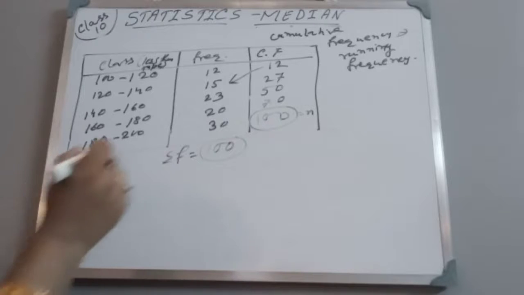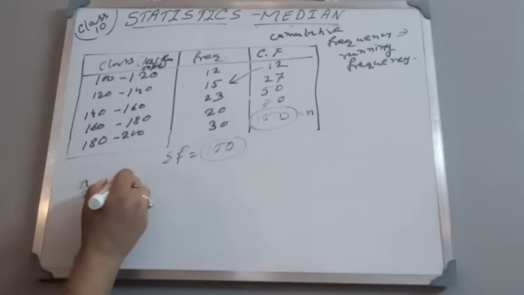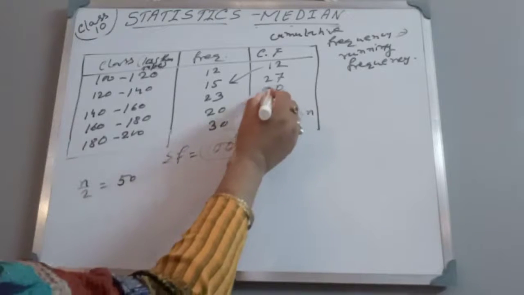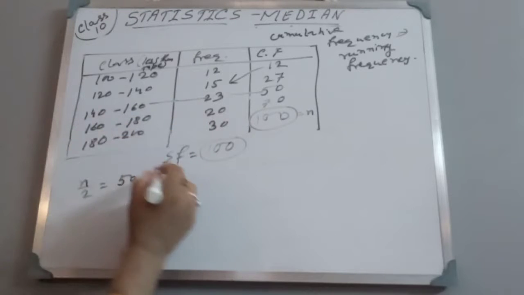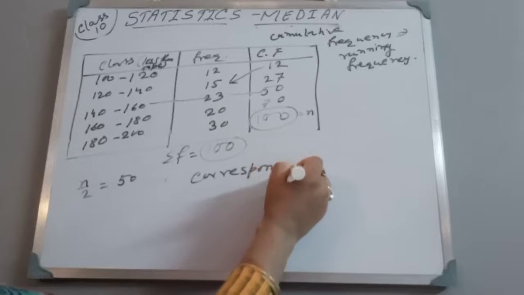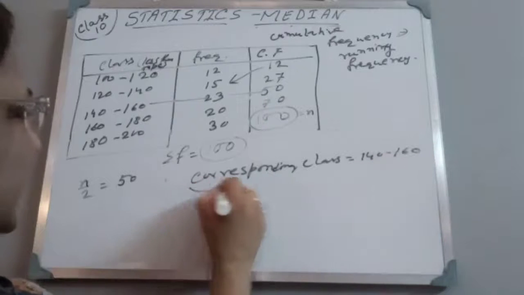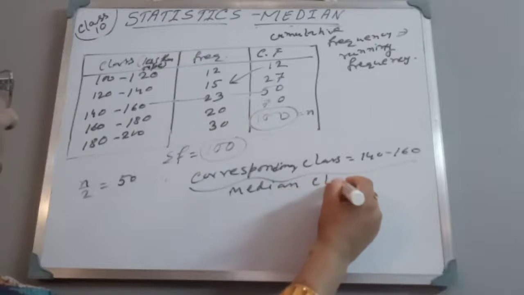Now we will find n by 2. Here 100 equals n. So at first we have to find n by 2. n by 2 is equal to what? That is equal to 50. Now 50 existing in the corresponding class is 140 to 160. Where is 50? This is 50. So the corresponding class is 140 to 160. This is the median class. Consider this will be the median class.